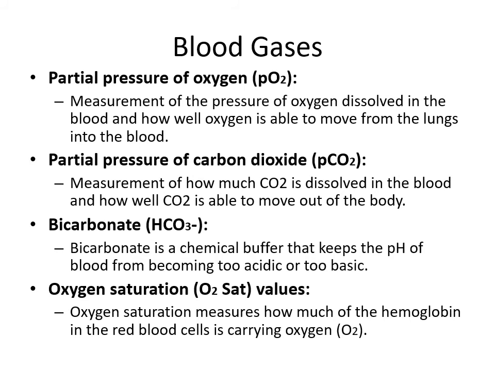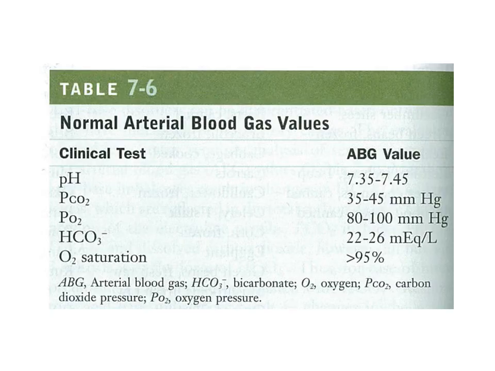Again, we'll be looking at bicarbonate. This is the chemical buffer that keeps the pH of the blood from becoming too acidic or too basic. And oxygen saturation, or O2 sats. Oxygen saturation measures how much of the hemoglobin in the red blood cells is actually carrying oxygen. So here we have our normal ranges for our ABGs, including our pH, our partial pressure CO2 and O2, our bicarb, and our O2 sats.